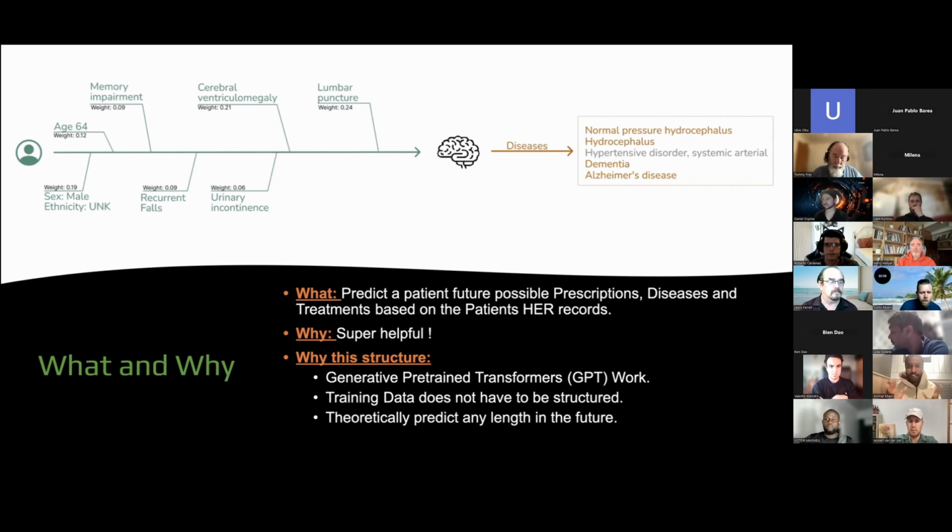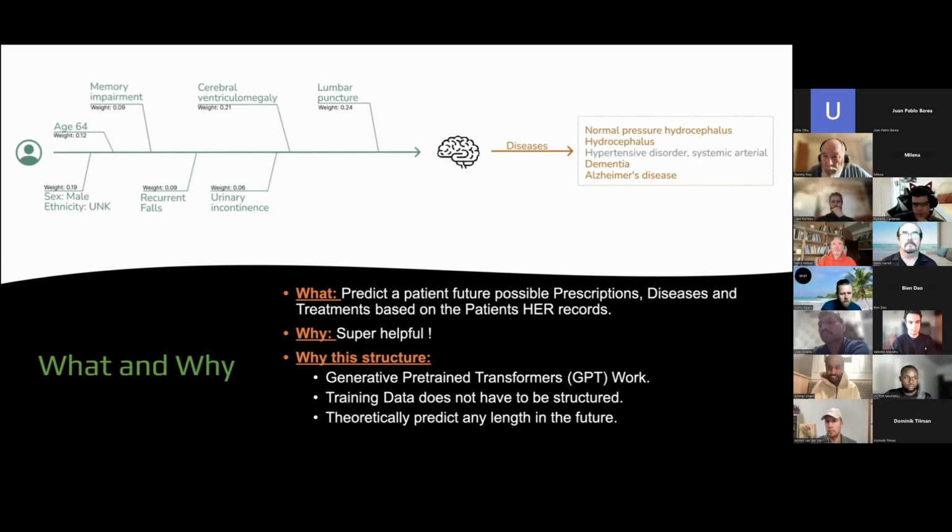The structure is GPT based, it's a transformer based model, and it takes the past events and tries to predict the future. We do that because the GPT structure works, and it can work on basically any text and structured data, which is the main source of data that we're using, EHR records. Theoretically, it can predict into any range in the future of medical history. We can take the predictions that the model generated, add them to the history of the patient, and then predict the next time, and keep going like that in an autoregressive manner.